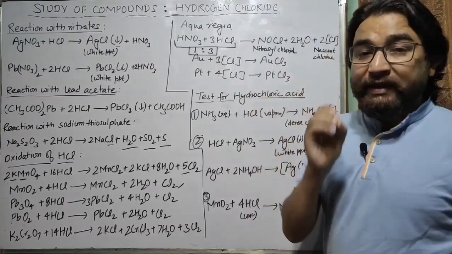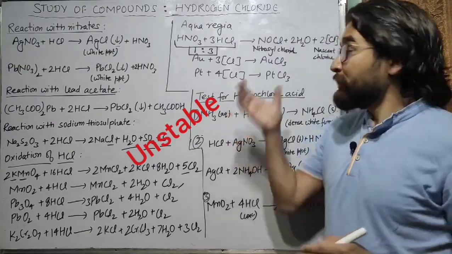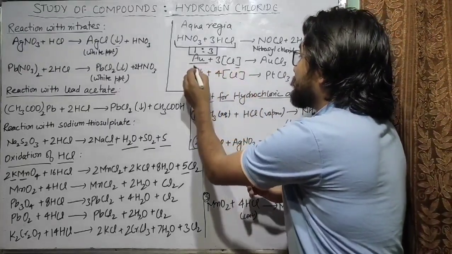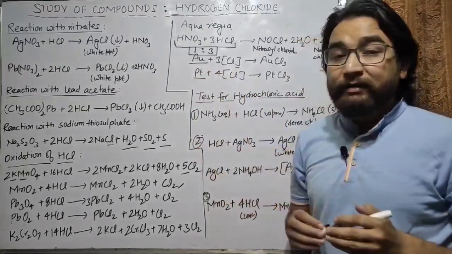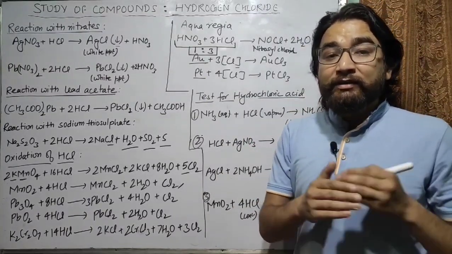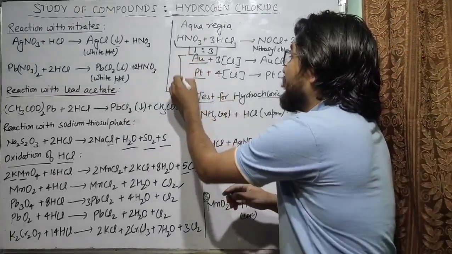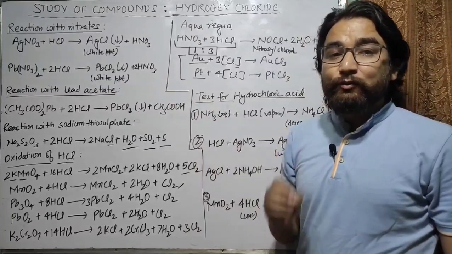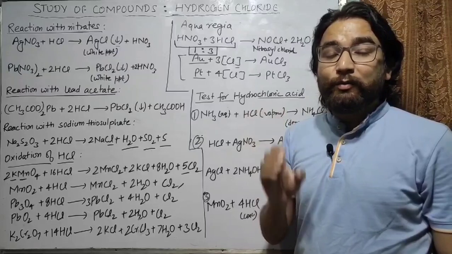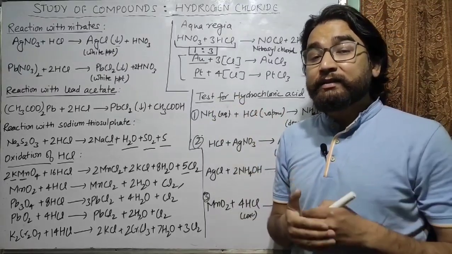In atomic form chlorine is highly unstable, so it is very reactive when it gives nascent chlorine. With nascent chlorine, metals like gold and platinum can also react. Gold and platinum are the least reactive metals, but this nascent chlorine is so reactive that it can even react with gold and platinum. So it is very useful for dissolving the noble metals. These are called noble metals, like gold and platinum. Why are these called noble metals? Because they are least reactive.